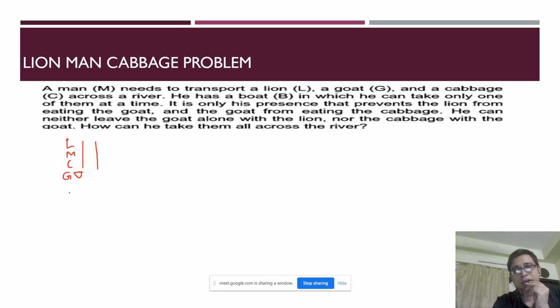So anytime the lion goat combination or the goat cabbage combination cannot be kept at one side of the river bank if the man is not present. So it is also not possible that the man has taken the lion this side, right? Then the man has taken the goat this side, and he will come back. It is not possible, because in that case the lion will eat the goat. Is it clear to all of you?